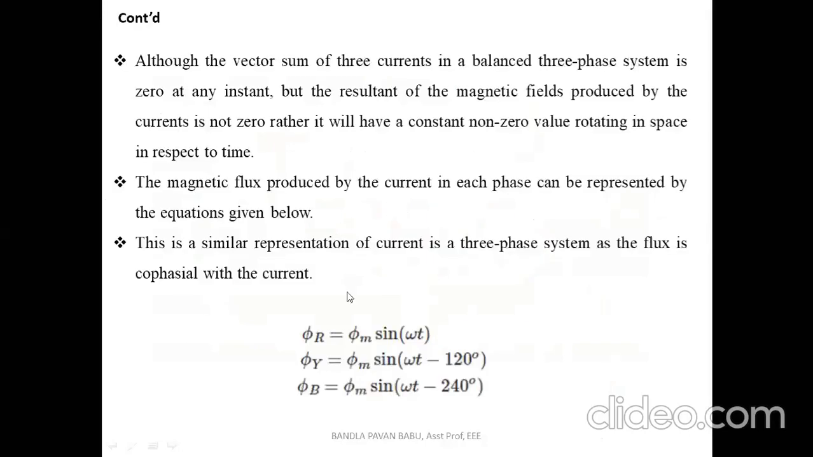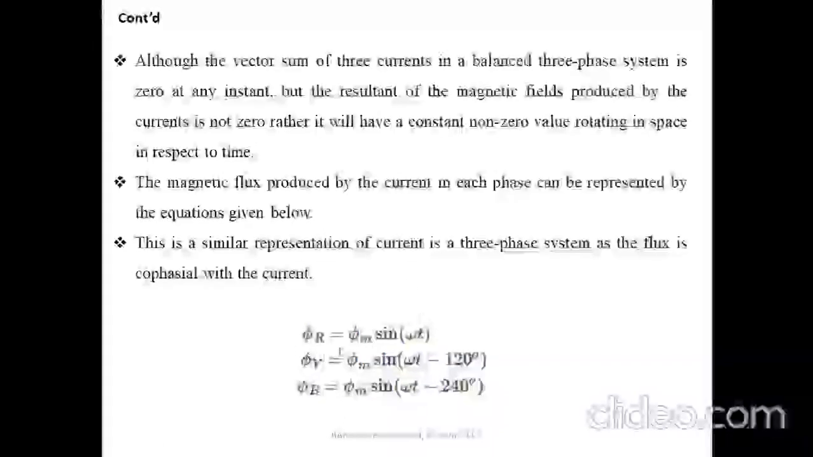So what are the equations? Phi R is phi m sin omega t, phi Y is phi m sin of omega t minus 120, phi B is equal to phi m sin of omega t minus 240. Now we have to check for different positions, that is for angle 0, 60, 120, 240, 300, 360, likewise. What is the resultant flux developed? Phi r is phi m sin of omega t. So these are the three equations.